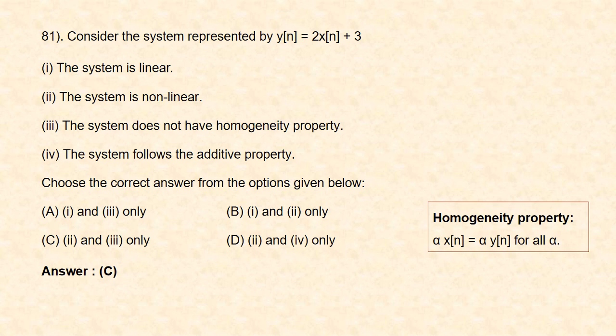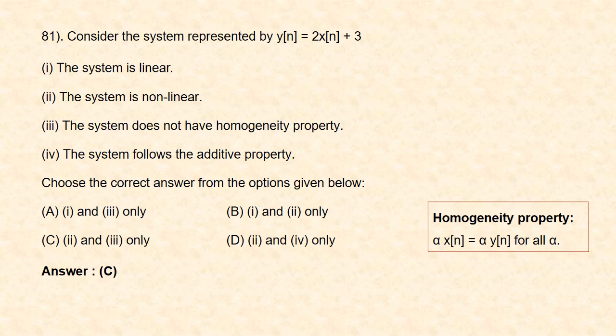So if you see the given system, y of n is equal to 2 into x of n plus 3. Here the plus 3 term indicates that the system is non-linear. That is, for 0 input, our output will not be 0. It will be 3. So the system is non-linear.